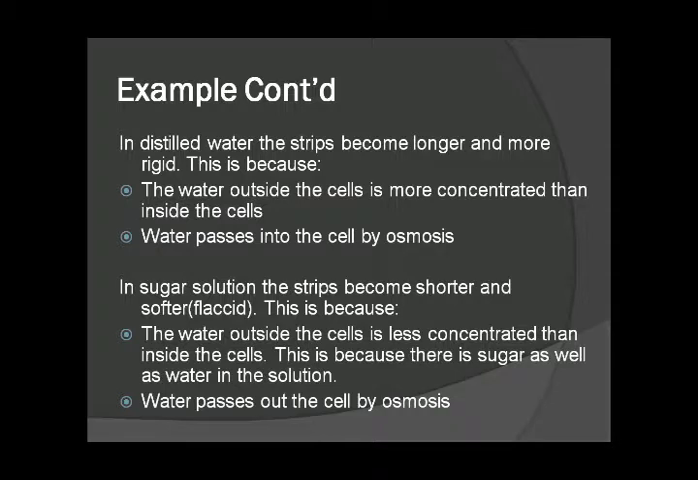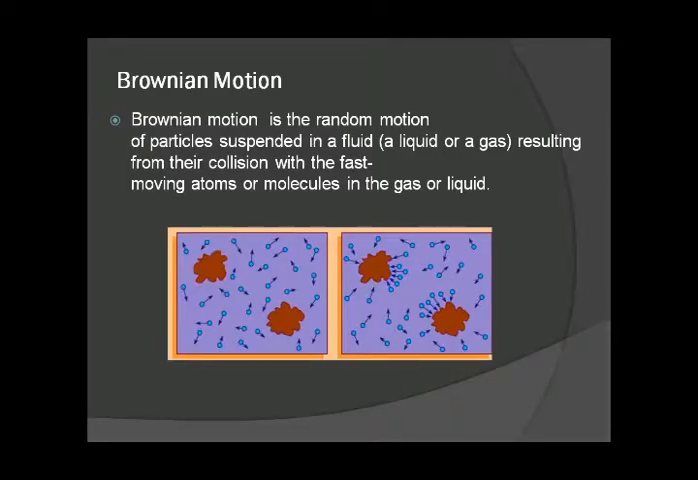So this is explaining it now. In distilled water, the strips become longer and more rigid. This is because the water outside the cells is more concentrated than inside the cells. Water passes into the cells by osmosis. In the sugar solution, the strips become shorter and softer, flaccid. This is because the water outside the cell is less concentrated than inside the cells, because there is sugar as well as water in the solution. Water passes out of the cell by osmosis.